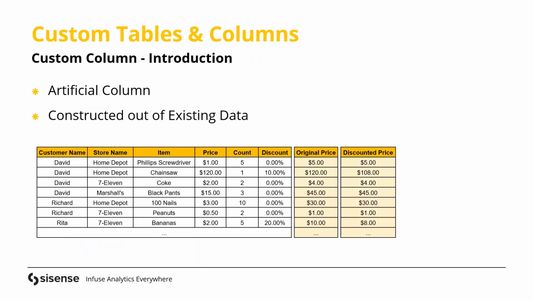Moving on to custom columns. Custom columns are artificial columns added to an existing table to enrich it. The data in this column is constructed out of existing data from the same or different table. This example shows a fact table that contains user transactions in different stores. Say the customer's KPI is summing up all sales. Adding a total sale price column which takes the store discount into consideration will make the calculation easier.